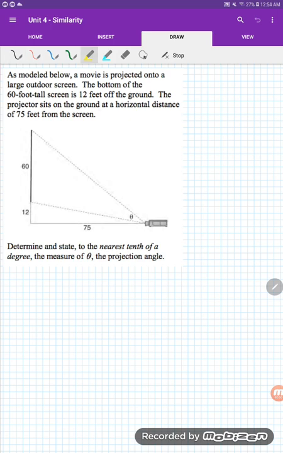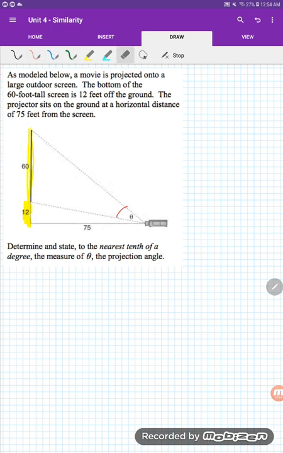Alright, so let's just see what we have here so far. So this over here is the screen. Well, this piece here is at 12 feet off the ground, but the 60 up here is definitely the screen. And let's just see what they're trying to ask us. Determine theta to the nearest tenth of a degree, the measure of theta, the projection angle. So they want to know what this angle here is.